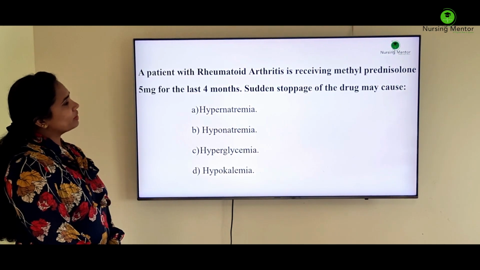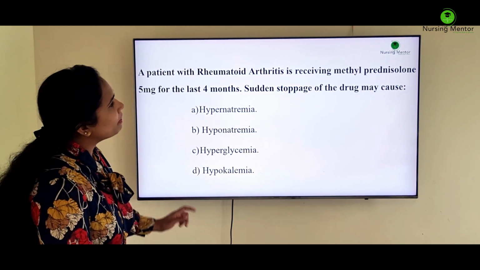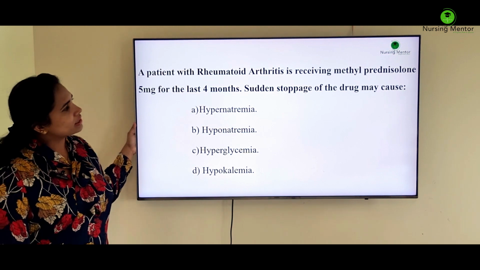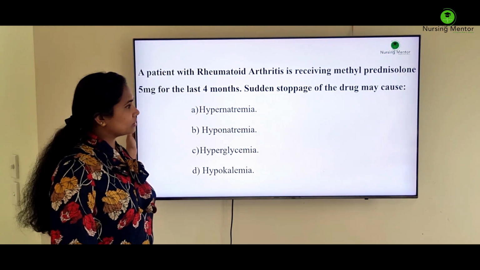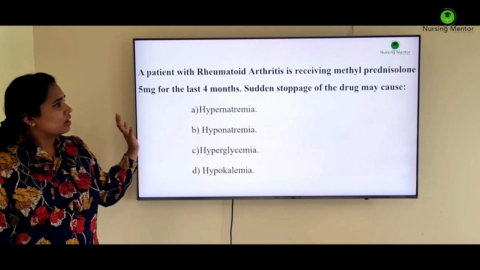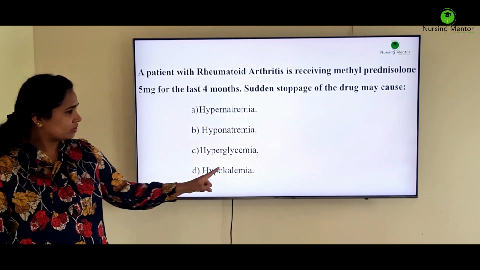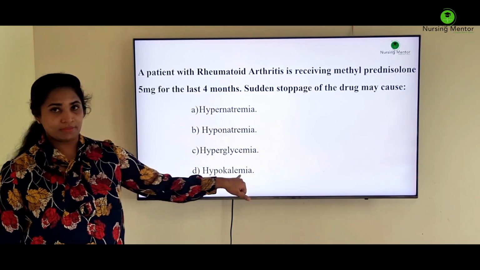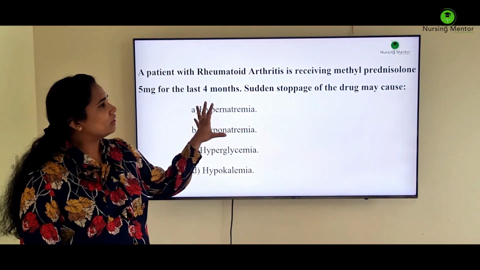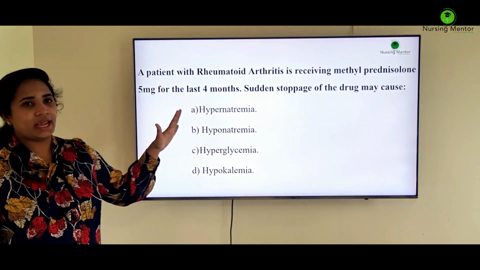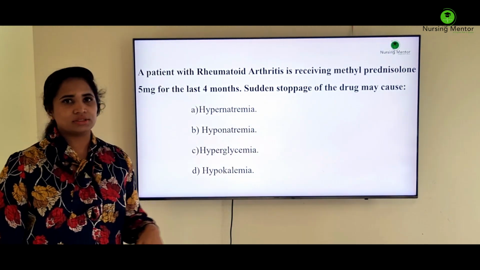A patient with rheumatoid arthritis is receiving methylprednisolone 5 mg for the last 4 months. Sudden stoppage of the drug may cause: A, hypernatremia; B, hyponatremia; C, hypoglycemia; D, hypokalemia. Let's have a look at what happens when a patient takes any steroids.